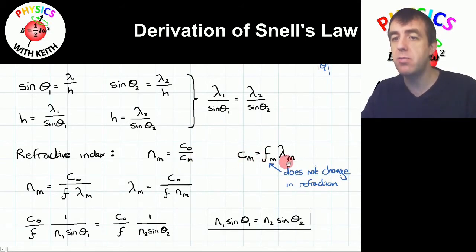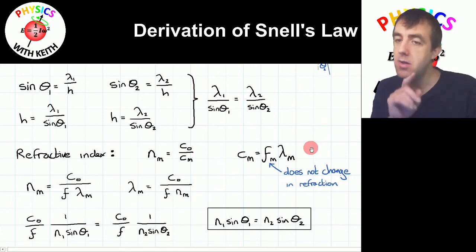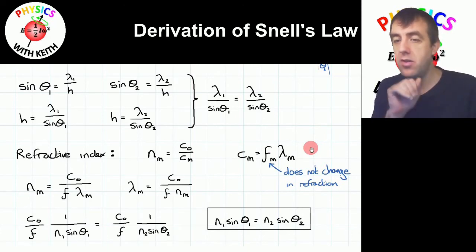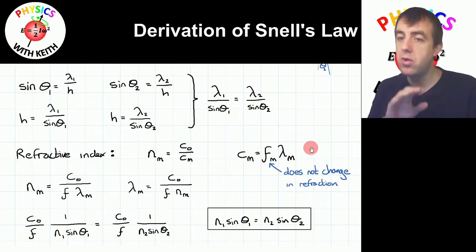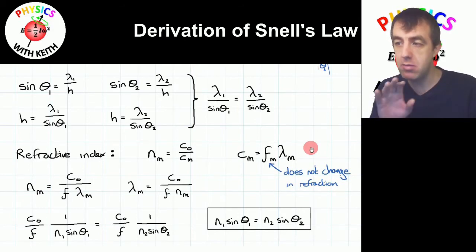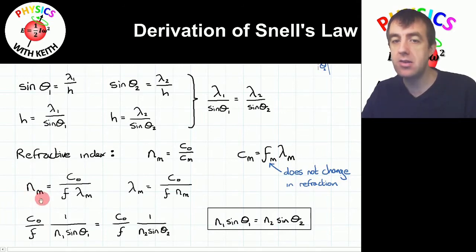And an equation we have for the speed of a wave is frequency multiplied by wavelength. So we can say that the speed of the light in medium m is equal to the frequency of light in medium m multiplied by the wavelength of light in medium m. Now, importantly, the same number of waves per second are incident on that boundary as pass through the boundary and are refracted. Therefore, the frequency is exactly the same for the waves in medium 1 as it is for the waves in medium 2.